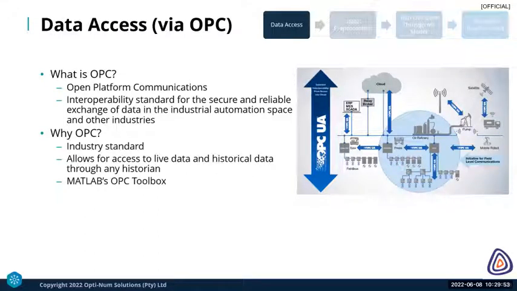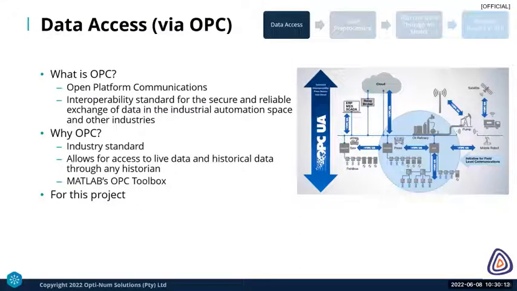In addition to this, MATLAB has an OPC toolbox, which allowed us to access this information quite quickly and very easily. I believe that actually got rebranded. I think it's called the Industrial Automation Toolbox, something like that.